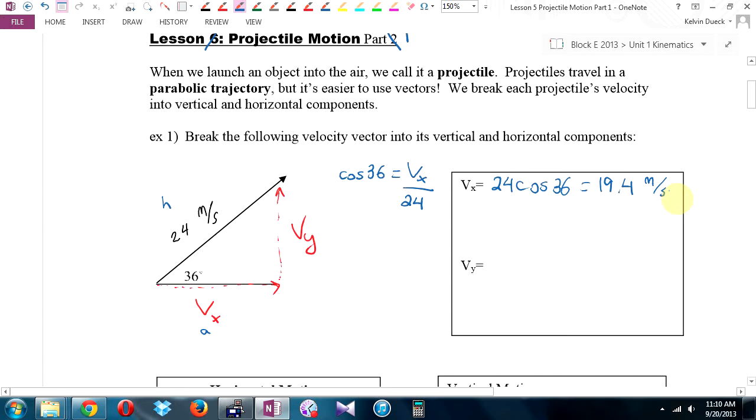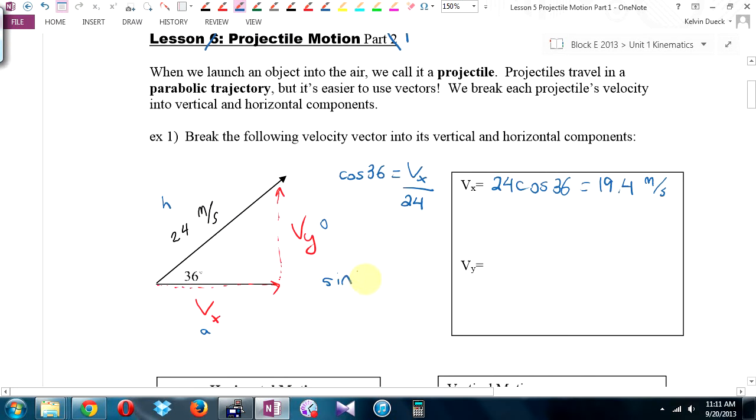Greg, Vy, opposite, adjacent, or hypotenuse? Opposite? Now, Greg, I could use Vx since I just calculated it. I could use tangent, but then I'm using a value that I calculated to find another value, and I want to avoid that. I want to use the 24. Which trig function, kiddo? I agree.